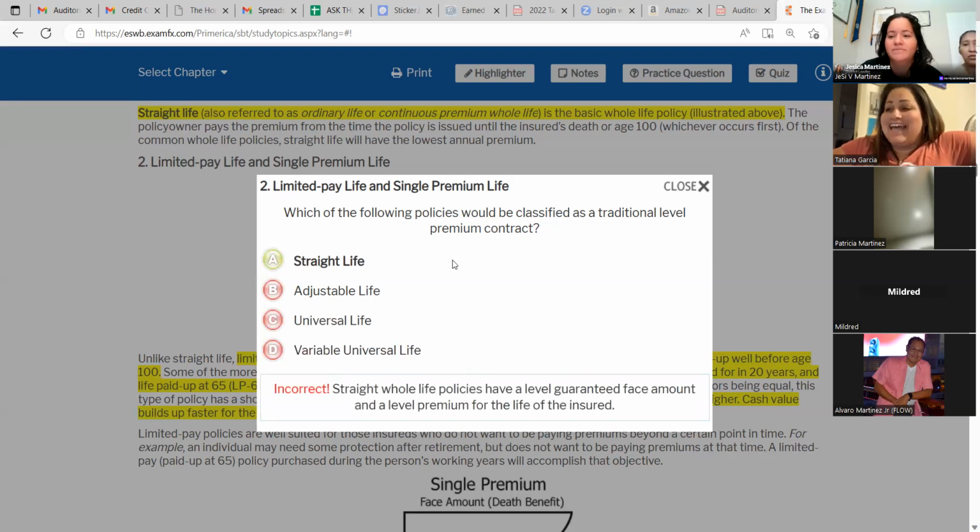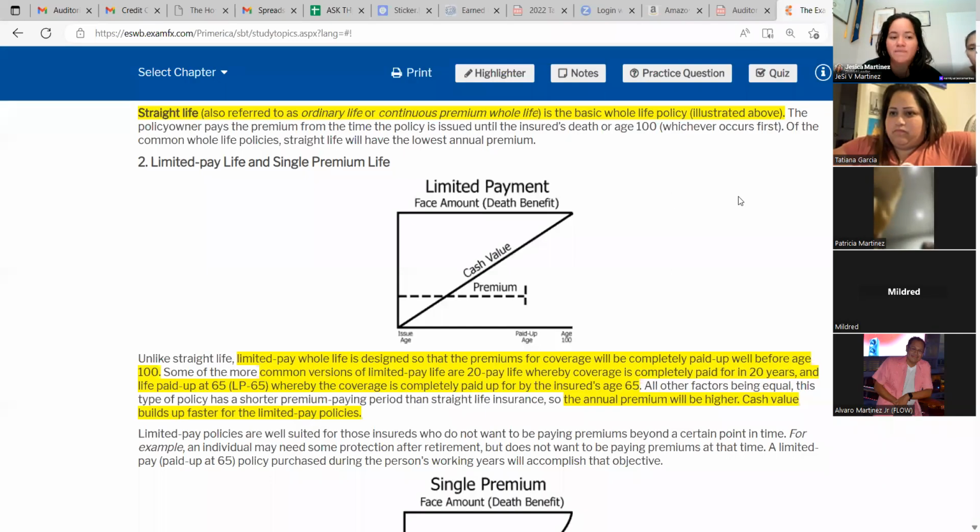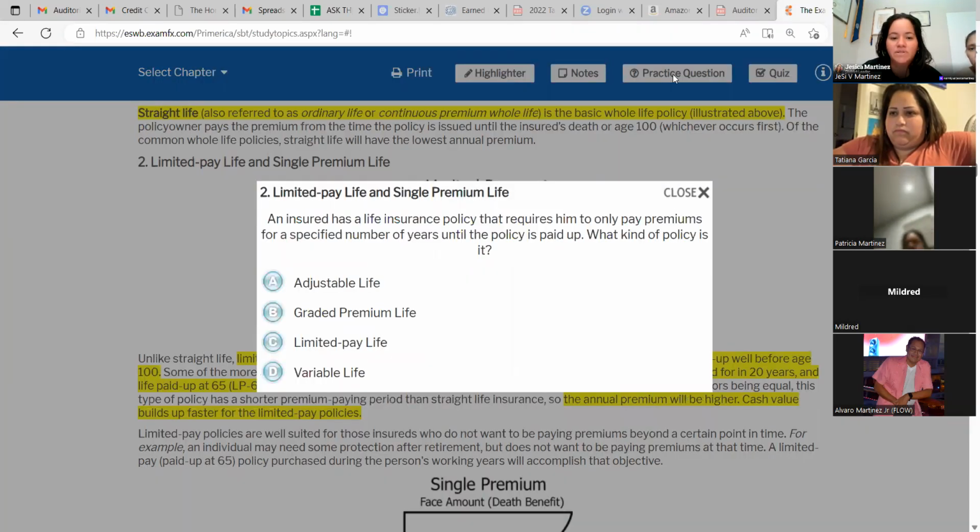No, it was straight life. Ellie was right. Yeah, straight life policies have a level guaranteed face amount and a level premium for the life of the insured. So it's a traditional level premium contract. All the other ones can kind of fluctuate, or you miss a payment and things like that. So the straight life is kind of the simplest of it. Let me see if it puts another one.